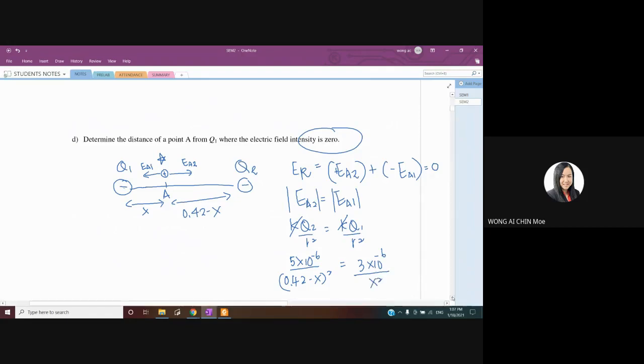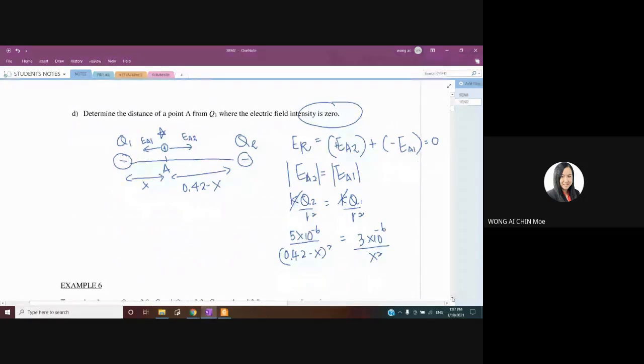So the answer, try to calculate it out. The answer X is equal to 0.183 meter. So this is example number 5.